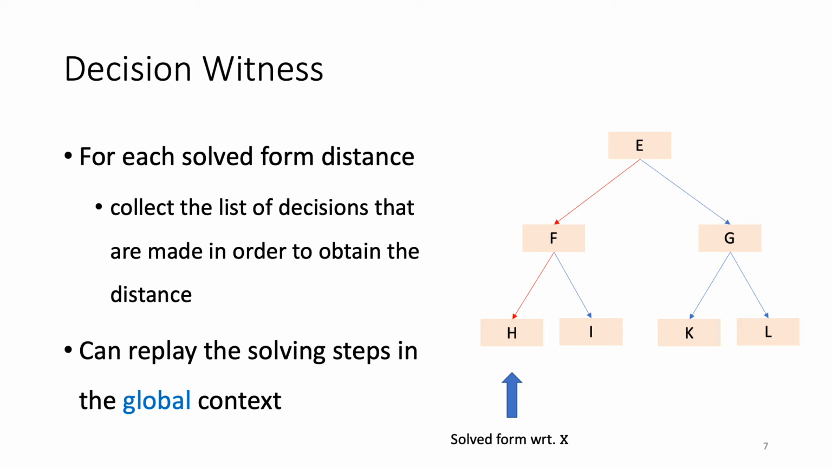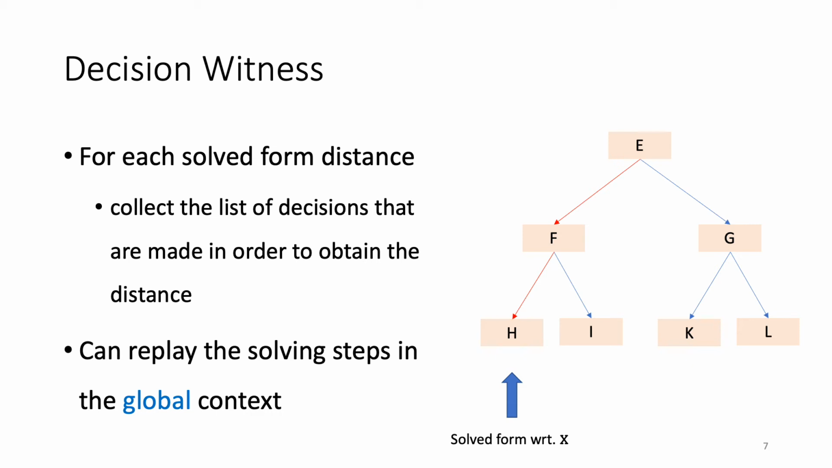If we look back to the derivation tree for each string equation, we can see that each branch is guarded by a Boolean variable. So we will collect all the decisions we made, in other words, the Boolean value that is assigned for each variable in order to obtain the corresponding distance. We call such a list a decision witness. This is really helpful because it enables us to replay these solving steps later in a global context.